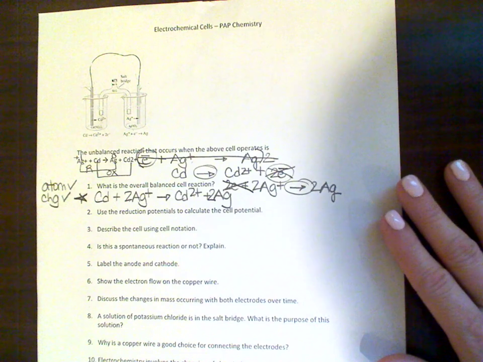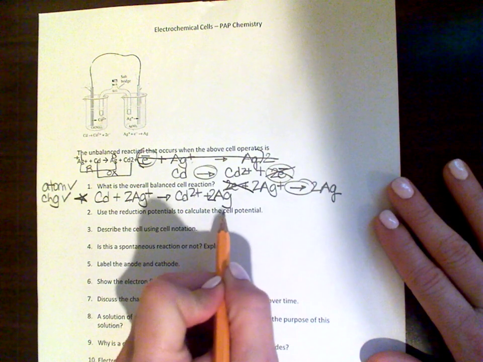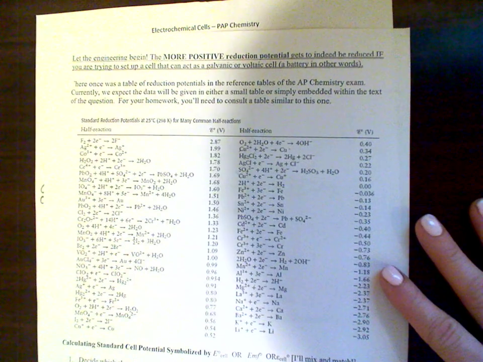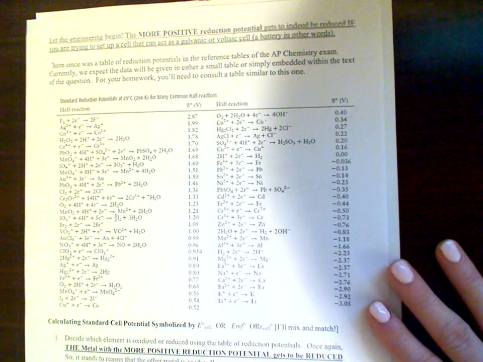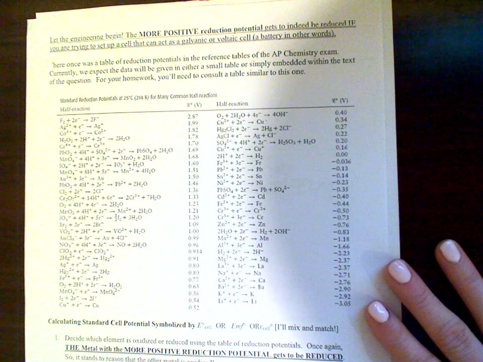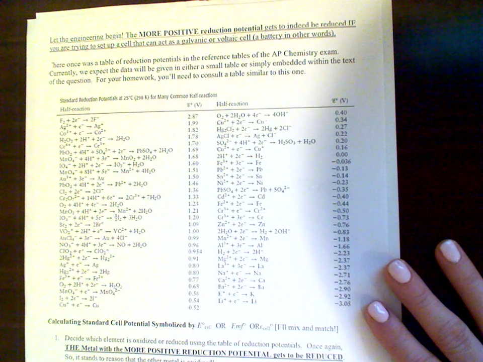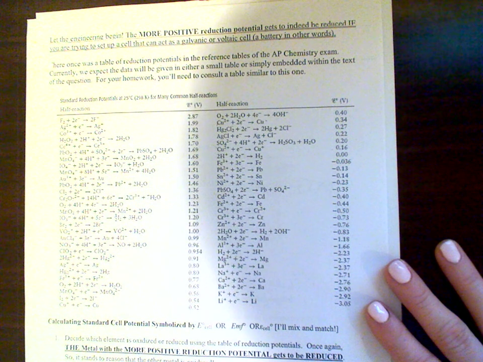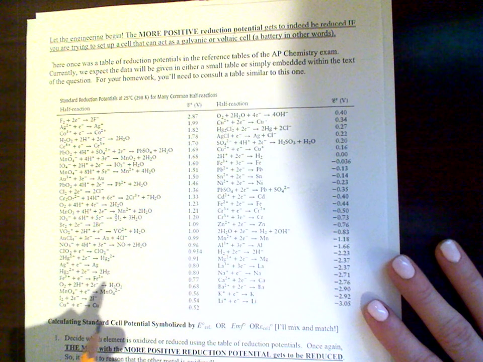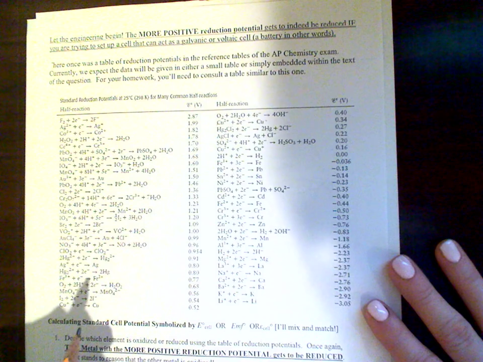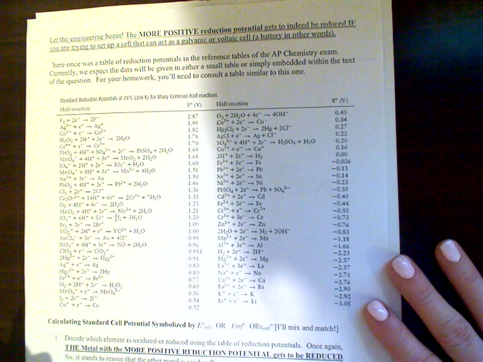All right, use the reduction potential table to calculate the cell potential. So you'll be given a chart like this, and you'll need to find both species on the chart. So the first one we had was cadmium, Cd2+. So I'm going to look until I find Cd2+, and that one is, let's see here, I'm going to have to look without looking at the screen because I can't see very well. I'm sure you guys have already found it.